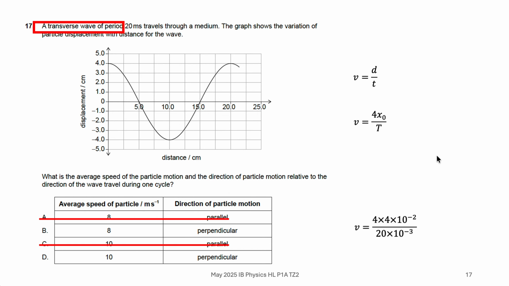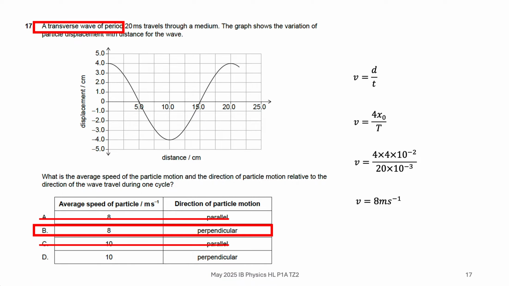And at this point, it's a question of making sure we've got our numbers in correctly. We're going to do 4 times the amplitude, 4 times 4 times 10 to the minus 2, divided by 20 milliseconds, that's 20 times 10 to the minus 3, which is going to come up with 8, which is why the answer here is B.